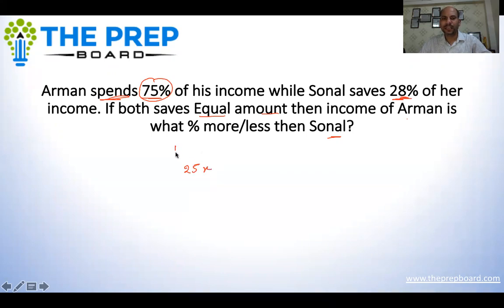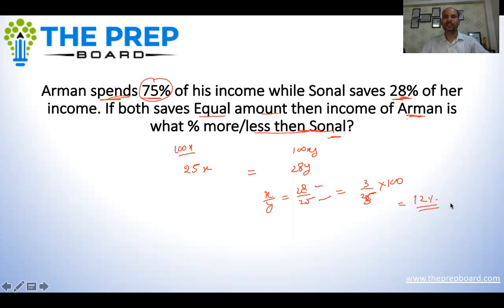Let's say his income is 100x. The second person, let's say her income is 100y, with another variable. She saves 28%, so 28y. And we know both of these are equal. So x upon y will be 28 over 25. This is what they are asking, the income of A with reference to B. So B is this, A is this. Their difference should be 3 upon 25. We need the answer in percentage, that should be 12%. And here we are done.